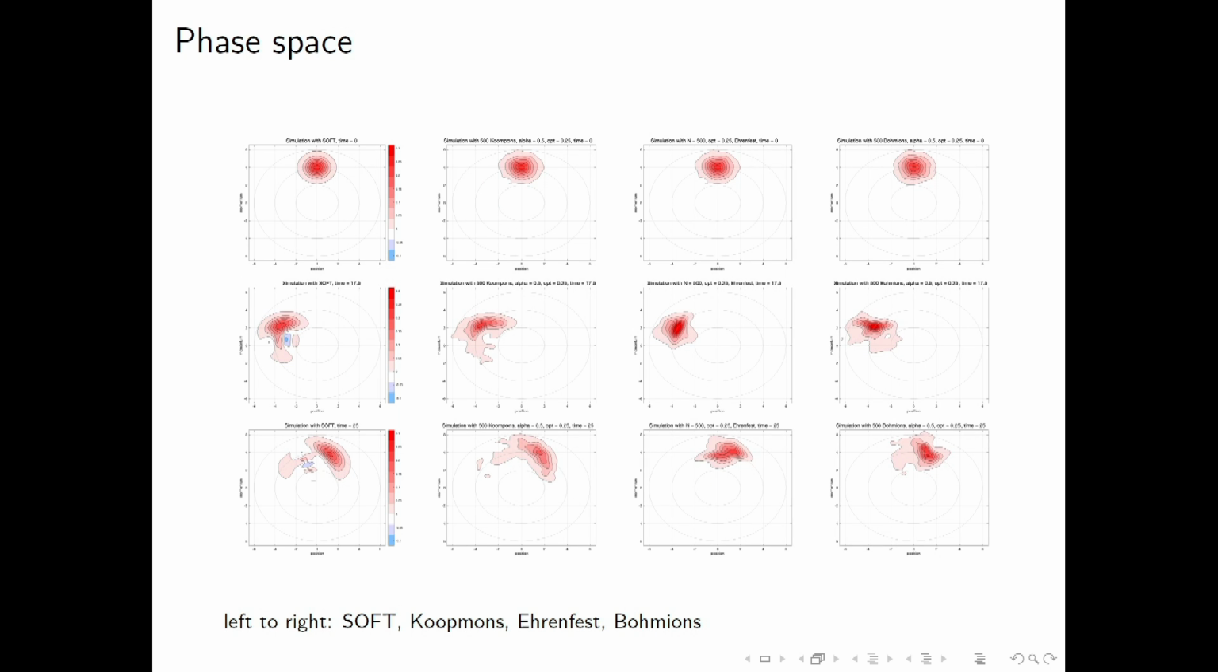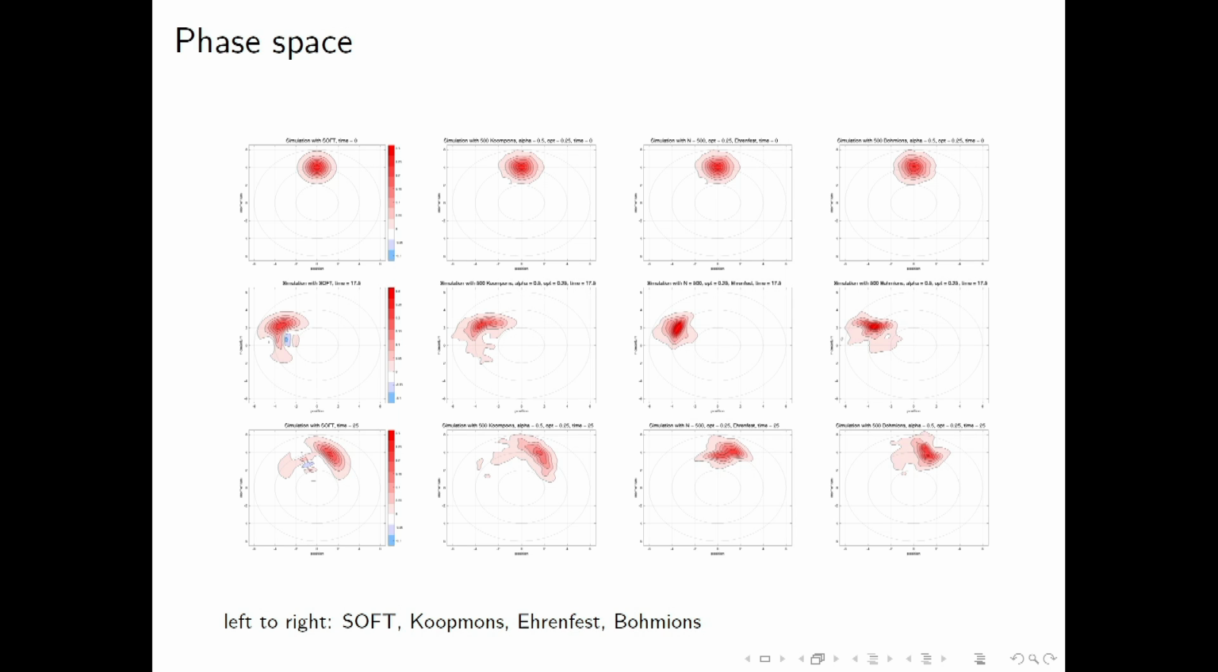So these are the plots for the phase space distribution. We can see on the left hand side is the reference solution, the fully quantum reference solution. The second one is the result for the Koopman method.